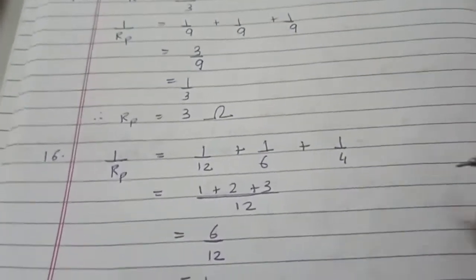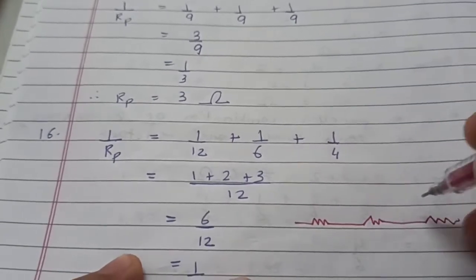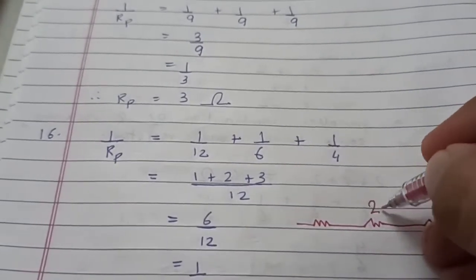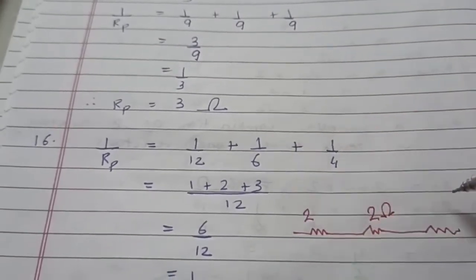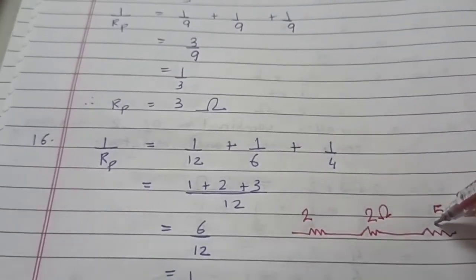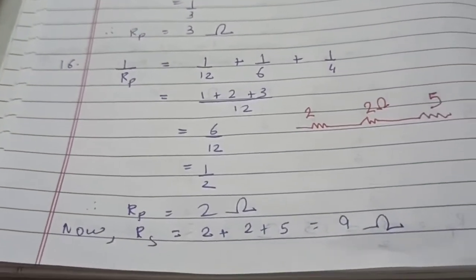And now the diagram can be simplified. We've got only 3 resistances now. The central part, I'm just writing 2 ohm, which is the resultant of all 3 parallel resistances. This was 2 and this was 5. So now what is the total? They are in series, so we can just add them and that becomes 9 ohm.